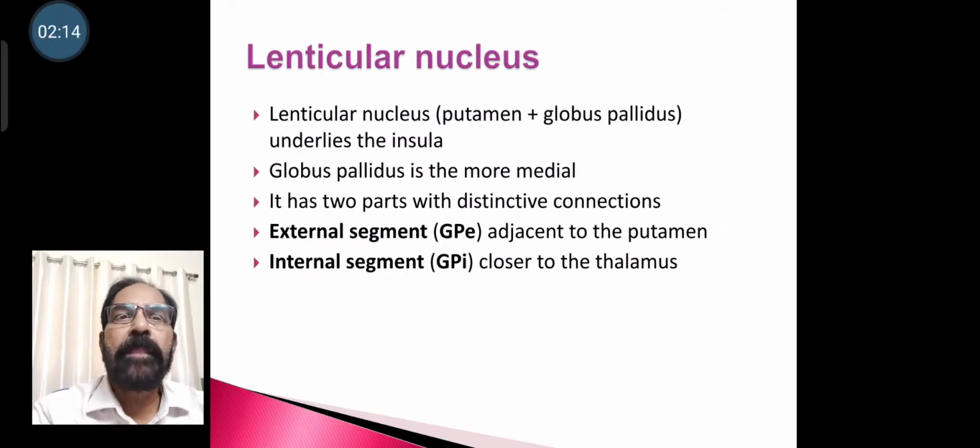Lenticular nucleus, that is, it includes putamen and globus pallidus, underlies the insula. Globus pallidus is the more medial. It has 2 parts with distinctive connections: the external segment adjacent to putamen, then the internal segment closer to the thalamus.